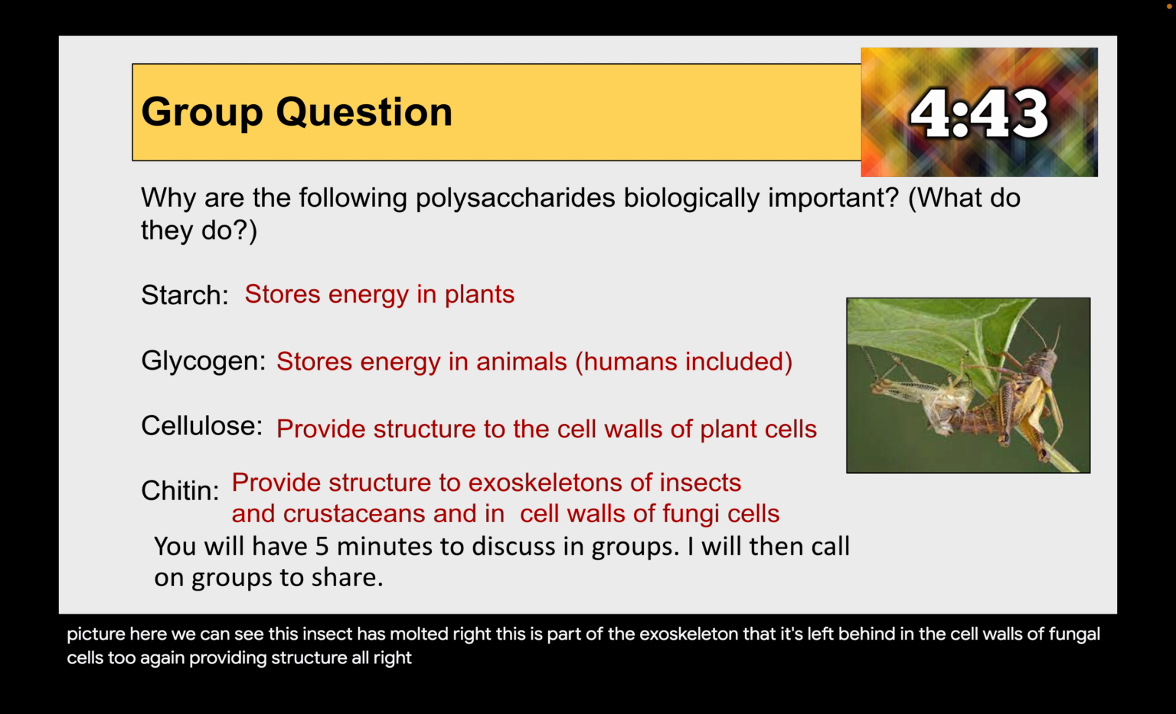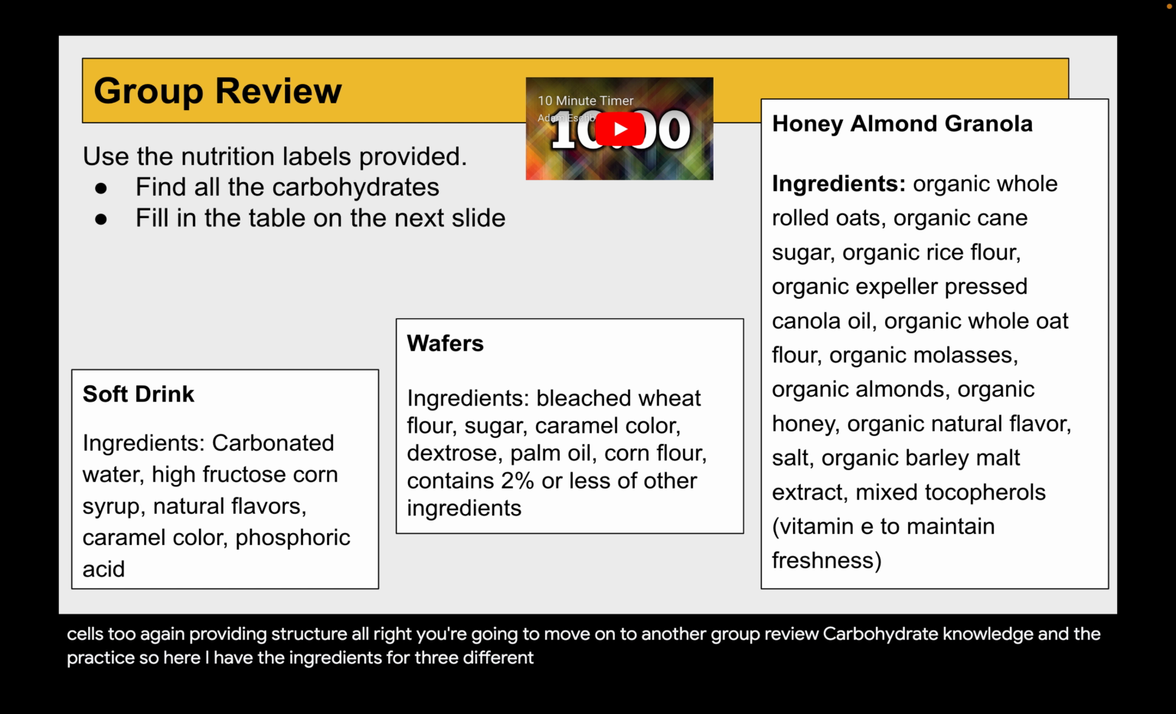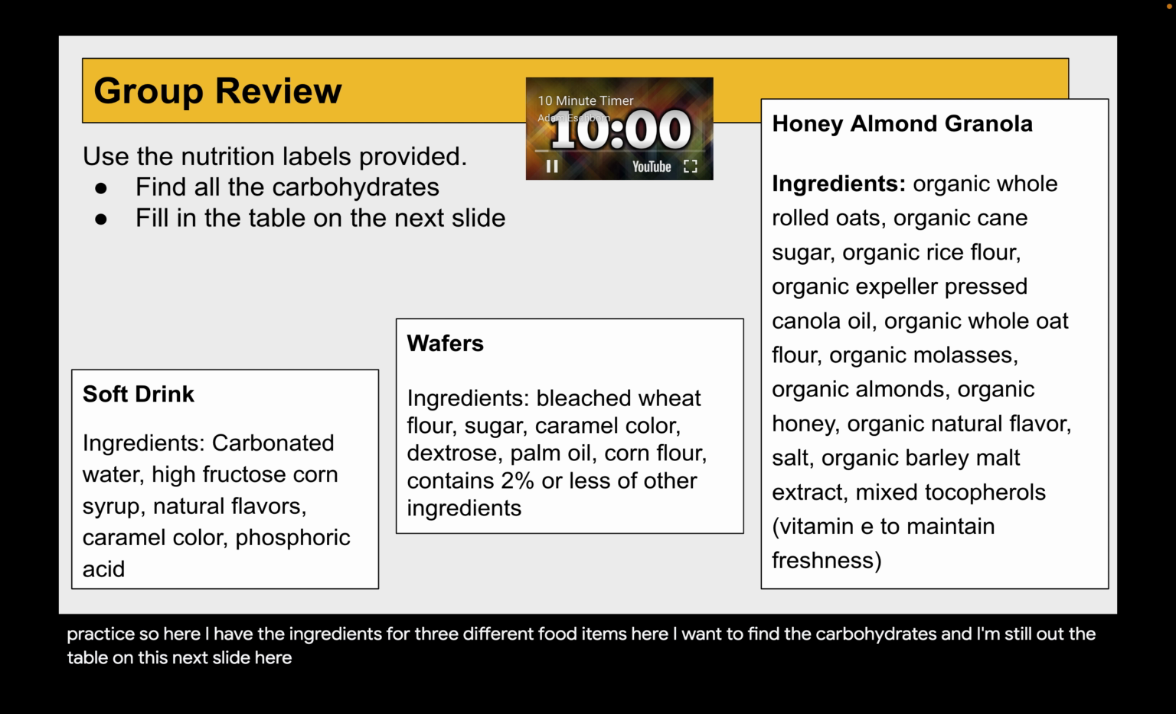All right, we are going to move on to another group review. This one is a little bit more involved in that I want you to put your carbohydrate knowledge into practice. Here I have the ingredients for 3 different food items. I want you to find the carbohydrates and then fill out the table on this next slide. Again, you might have to use the internet here.